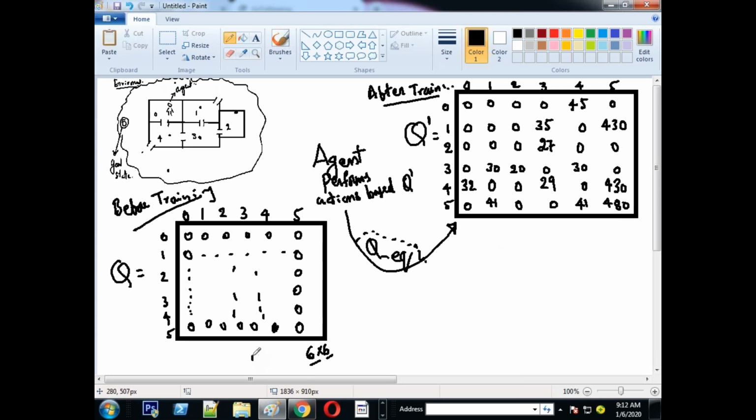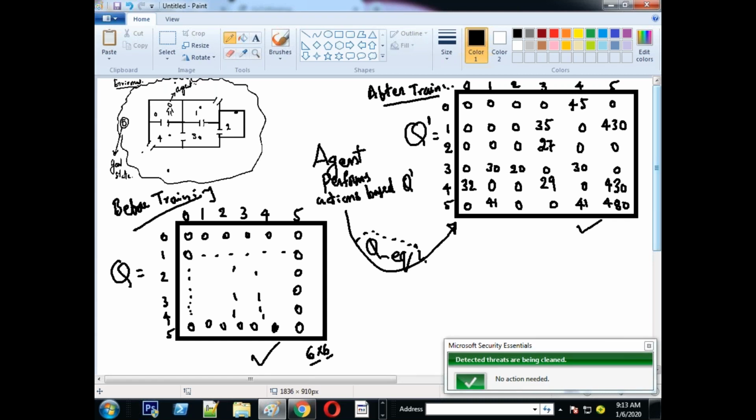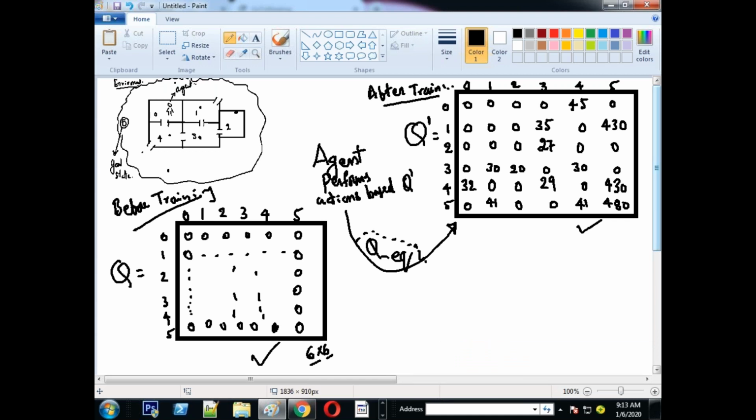What is the difference between this one and this one? Previously, knowledge was nil. Now knowledge is updated. Not semi-knowledge, not half knowledge, full knowledge. There is no better action that it can take. Understand? First you fill in those values. After that, based on this knowledge matrix, we will now see how it takes actions. All of you take that after-training matrix.